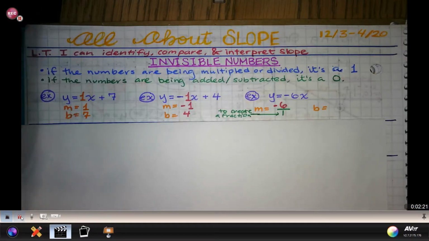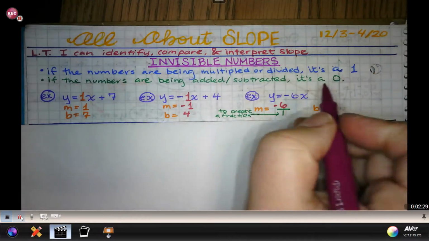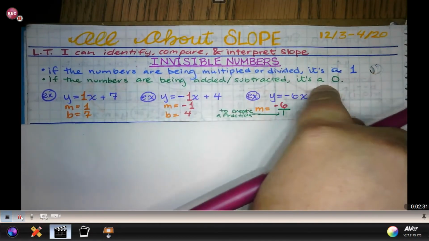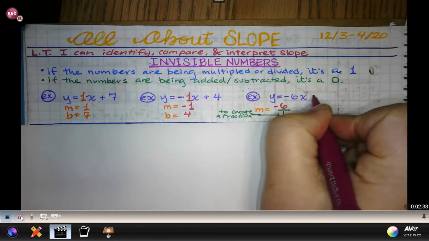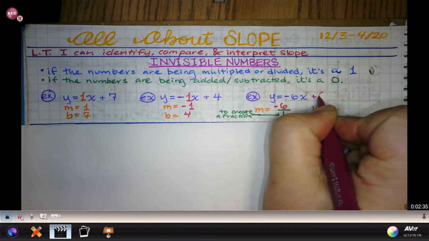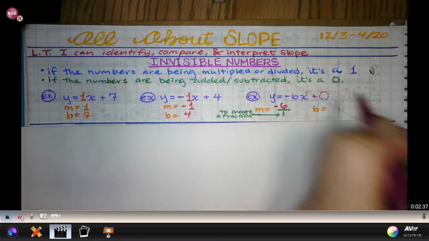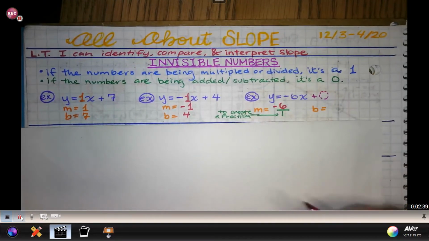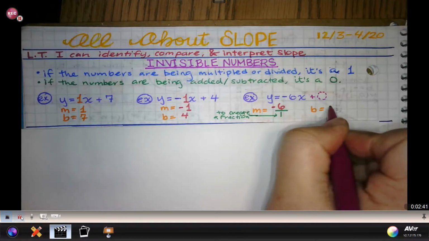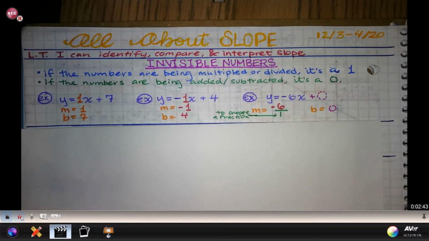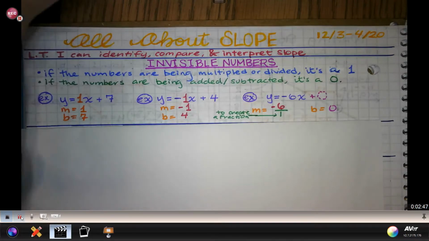And then you'll see my b value. Well, there's nothing there. Well, what does that mean? So normally the b value is added or subtracted. So that must mean that if it's being added or subtracted, it's an invisible 0. We're adding a 0. You don't have to write plus 0. You could, but you don't have to. So the b value is actually 0. And plus 0 and minus 0 is identical. Adding nothing or taking away nothing is the same.